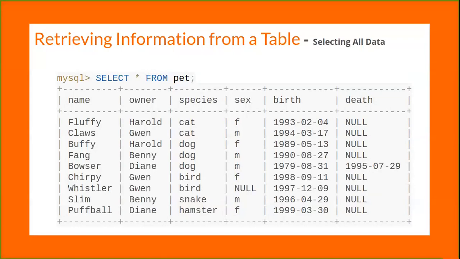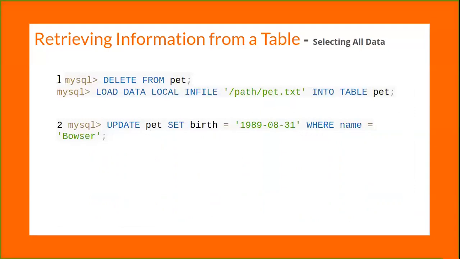For example, you may happen to think that the birth date for Bowser does not seem quite right. Consulting your original pedigree papers, you find that the correct birth year should be 1989, not 1979. There are two ways to fix this. First, edit the file pet.txt to correct the error, then empty the table and reload it using DELETE and LOAD DATA. So you DELETE FROM pet and then again run LOAD DATA LOCAL INFILE, then the path to your pet.txt, INTO TABLE pet. However, if you do this, you must also re-enter the record for Puffball.